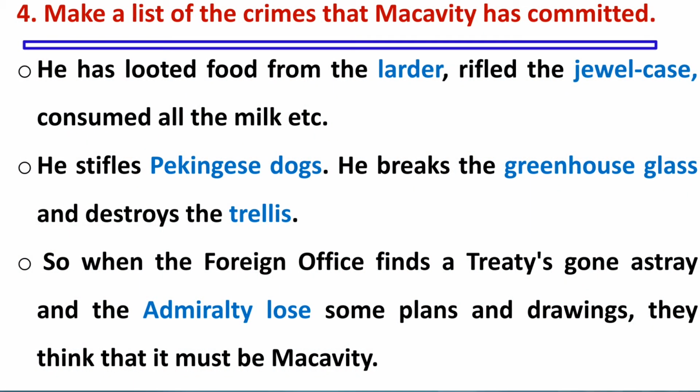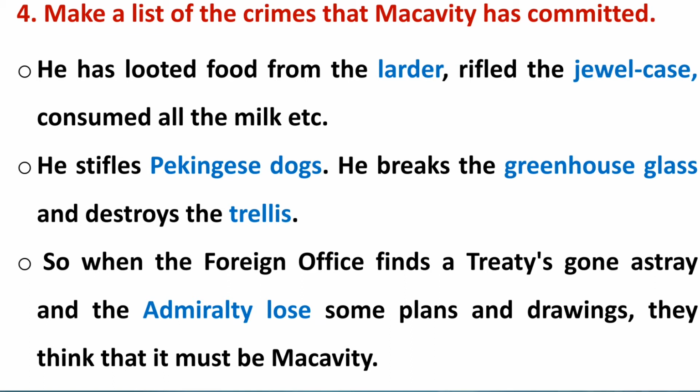The next question is, make a list of crimes that Mccavity has committed. You have already learnt them, so let me list them now. He has looted, which means stolen. What has he looted? He has looted food from the larder. Underline the word larder. The larder is a room or a cupboard which we use to store food items. So from the larder he has stolen the food items.